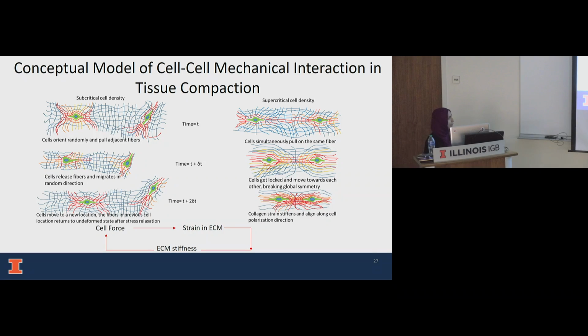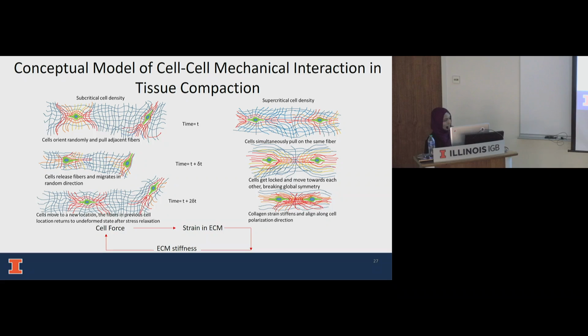And once that happens, the global symmetry is broken. Each cell senses a higher stiffness towards each other, which causes the mechanical feedback loop to kick in, and thus the process proceeds in a positive feed-forward way. And that is how the subsequent compaction occurs.